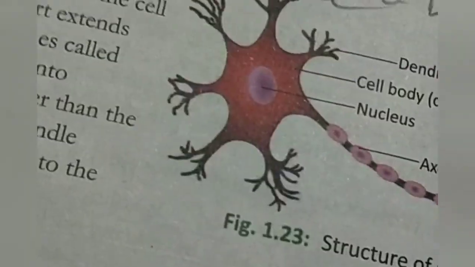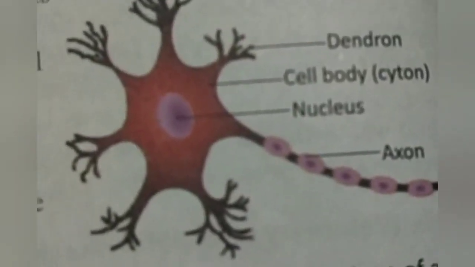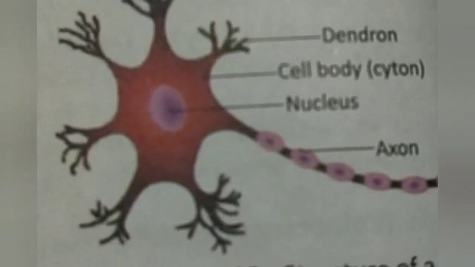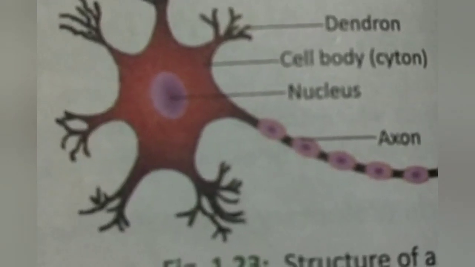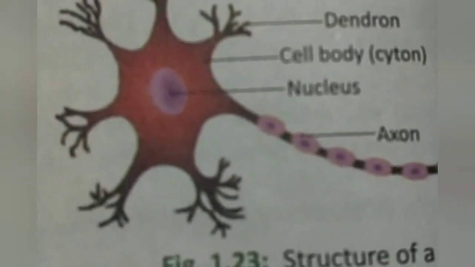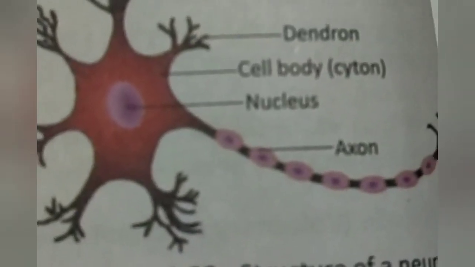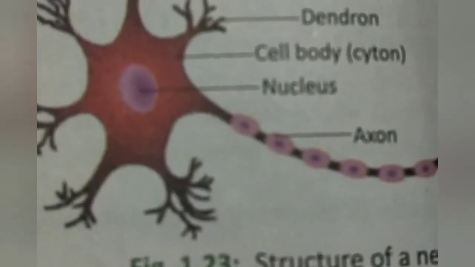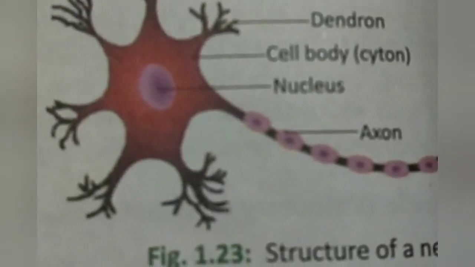Cyton contains the nucleus and nerve cells conduct impulses. The axons bundle together to form a nerve, and that is connected to the brain and to the spinal cord. And the dendrons further divide into dendrites, and one of the branches is longer than the other.